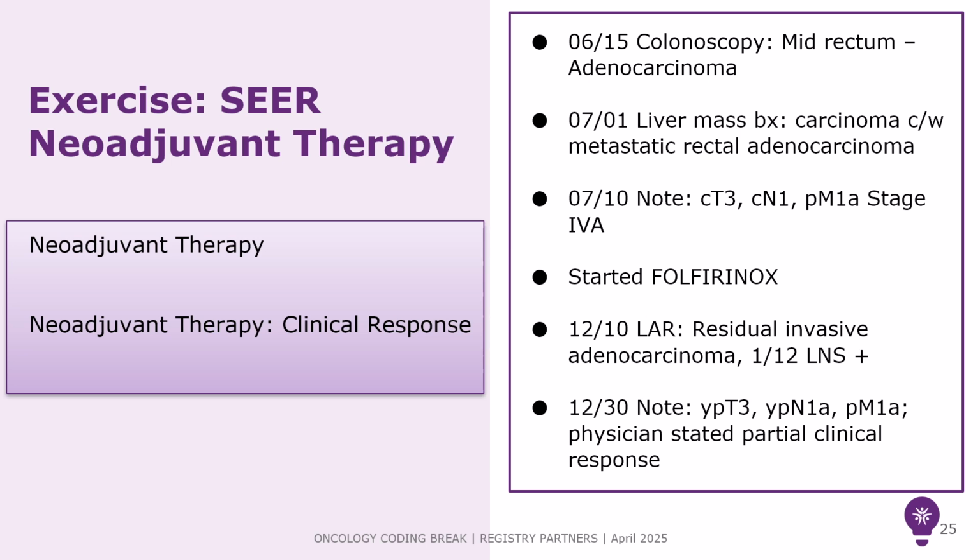And on 12/30, the physician note stated ypT3, ypN1a, pM1a. Physician stated partial clinical response. So for the neoadjuvant therapy data field, we will code 1 for completed. And for neoadjuvant therapy clinical response, we will code 2 for partial clinical response.